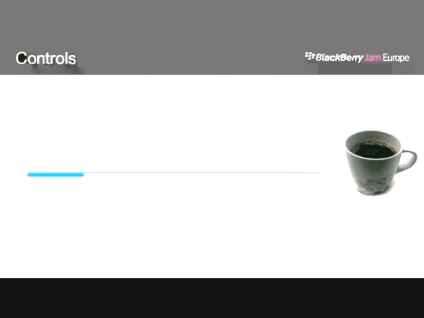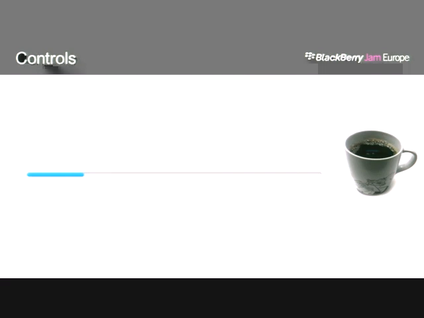Okay, so like any UI framework, the Cascades UI framework comes with a set of built-in controls. The Cascades UI controls are the ones that will give your native application that look and feel that is really the BlackBerry 10 user experience.